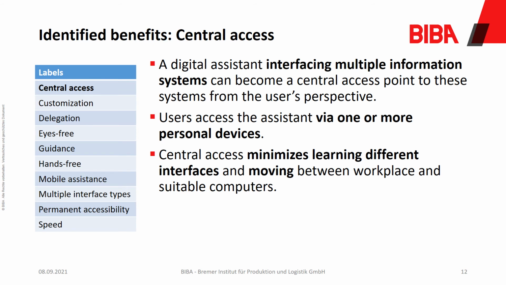In the paper, we identified 10 benefits of digital assistance in manufacturing. I'm going to present you 2 in this presentation, starting with central access. By central access, we mean that the assistant interfaces multiple information systems in an organization and becomes a central access point to these systems from the user's perspective. The users can access the assistant via one or more personal devices, and central access minimizes the learning of different interfaces, and if the devices are mobile, then the workers can also avoid moving between workplace and a suitable computer.